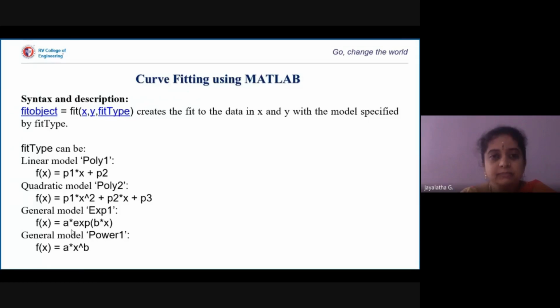Is that clear? I'll open the Matlab window and explain with an example. You will understand it in a better way. For the time being, you can just take a picture of this slide so that you can just try with Matlab code.